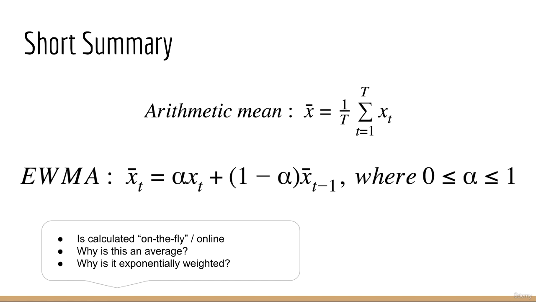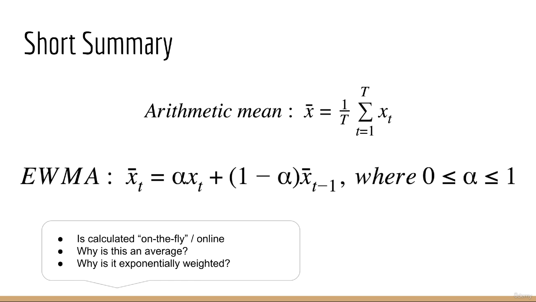Okay, so what's the short summary? As you know, the arithmetic mean can be calculated by taking all of your samples, summing them together, and then dividing by the number of samples. The exponentially weighted moving average is calculated differently. In fact, it's calculated kind of on the fly, or in an online manner. It says that the moving average at time t is equal to some constant alpha times the sample at time t plus 1 minus alpha times the previous moving average at time t minus 1. In other words, at each step, the new moving average is the weighted sum of the new sample and the old moving average.